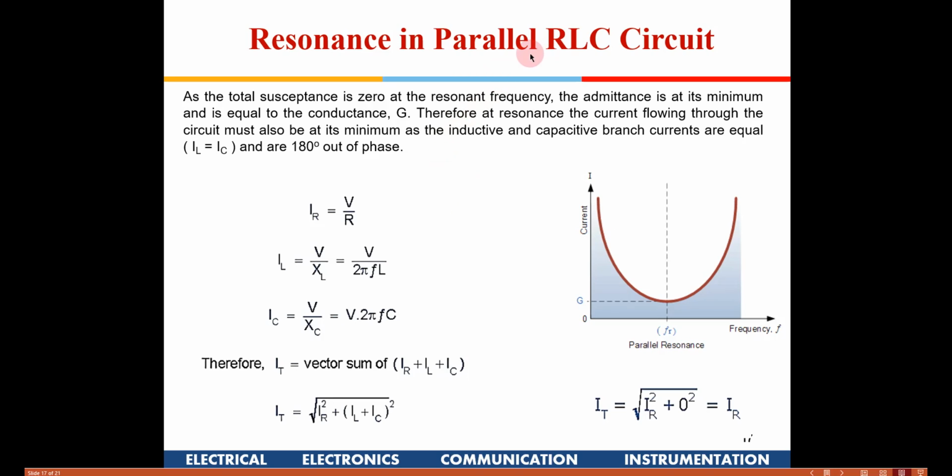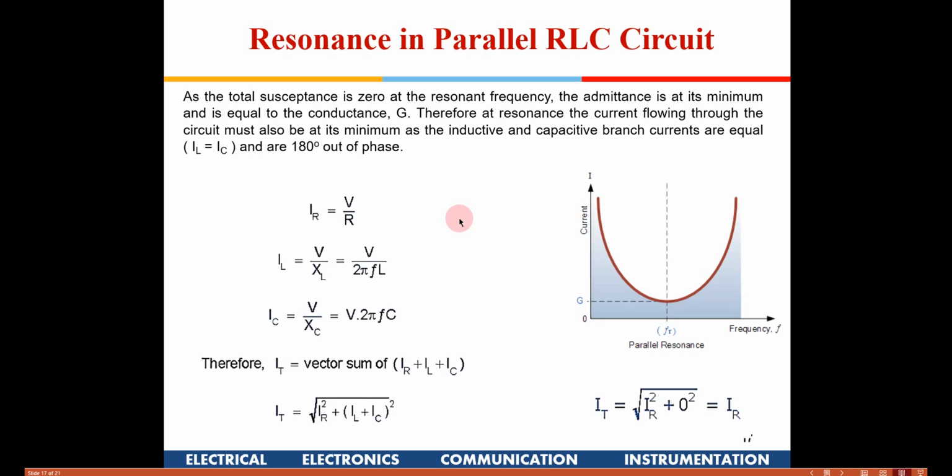Similarly, we can have resonance in a parallel RLC circuit also. You have an R, L and C connected in parallel. There we saw that in a series circuit, the current would go to a maximum at resonance. In a parallel circuit, the current will come to a minimum at resonance. That is because normally the current coming from the source splits into three different branches: one goes into the inductor, one into the capacitor, and one into the resistance.